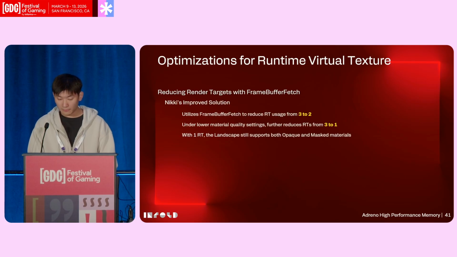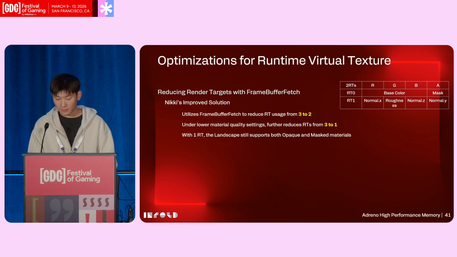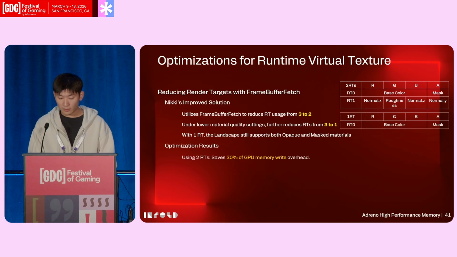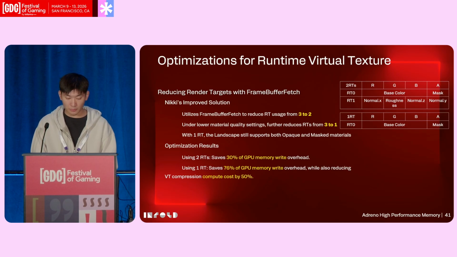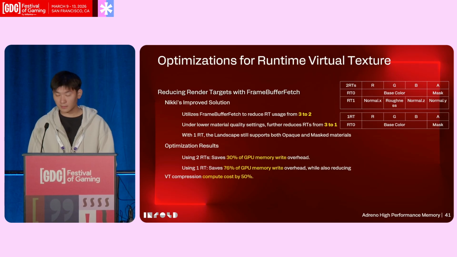We use the frame buffer fetch to restructure the RT channels, cut to 2 RTs for high material quality and no visual loss at all. Using 1 RT for low material quality, and even with 1 RT, we still support opaque and mask rendering, no feature lost. Using 2 RT saves 30% of GPU memory write overhead during the VT draw pass. Using one RT saves 76% of GPU memory write overhead, and also reduces the VT compression compute cost by 50%.